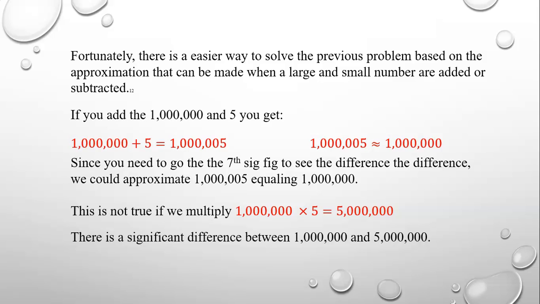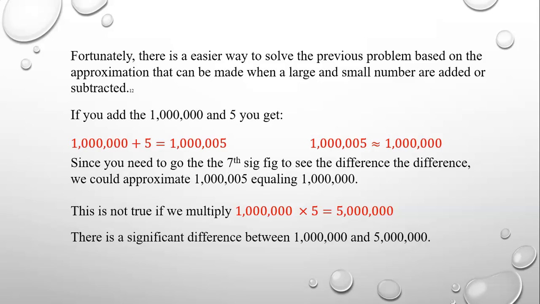So fortunately, there's an easier way to solve the previous problem based on the approximation that can be made when a large and small number are added or subtracted. So let's just take an example of 2 numbers, one that's very large and one that's small, 1,000,000 and 5. If you add 1 million plus 5, you get 1,000,005. Well, you notice you have to go out to the 7th significant figure for that 5 to even appear. So for all practical purposes, 1,000,005 can be approximated as 1 million.